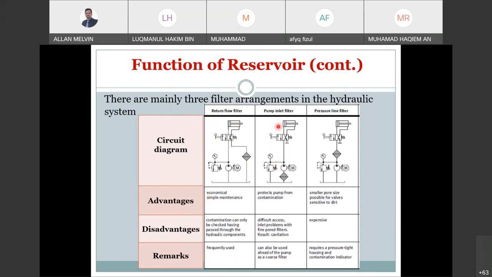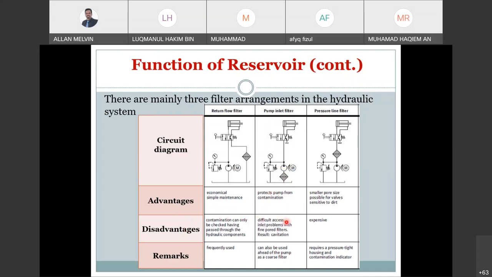Okay, then you have a pump inlet filter. From the tank to the pump, you filter first, then it goes into the pump. So it protects the pump from contamination, so your pump can be used for a longer period. You filter beforehand, then you supply.